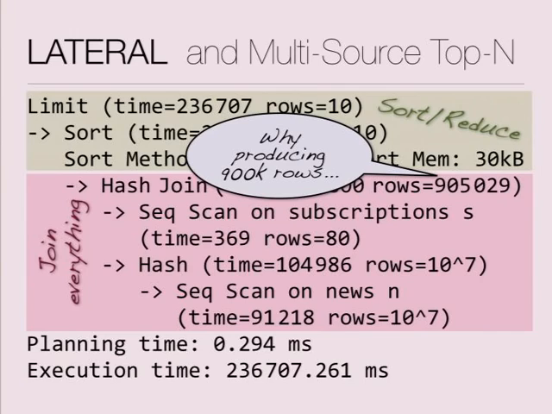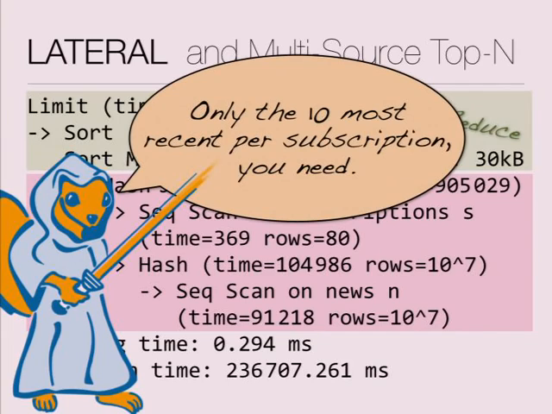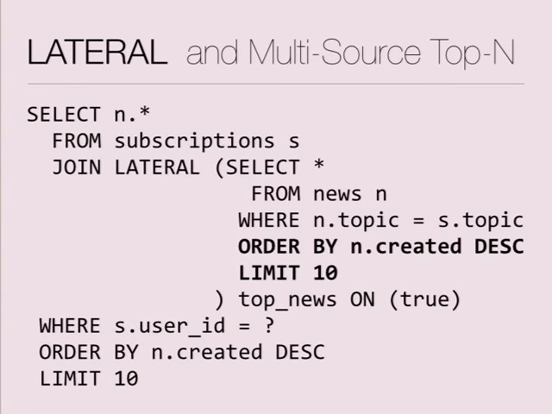So why do we produce 900,000 rows, basically all the news I have ever been interested in? If we have only 80 subscriptions in that case, we can see that in the execution plan. And I'm only interested in the 10 most recent news. So the answer is it should be enough to search for the 10 most recent news for each subscription, and then again sort that 800 rows and filter them to 10 rows. And this is what we can do with lateral.